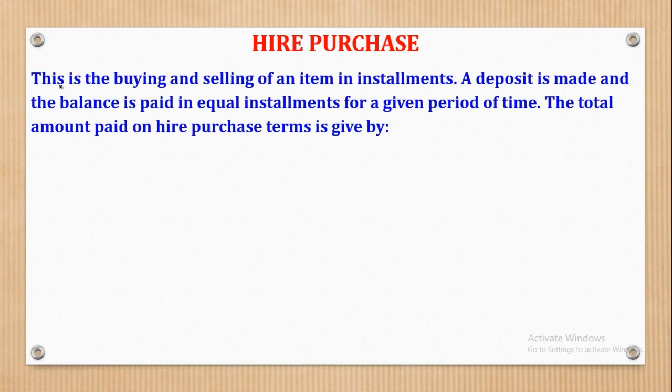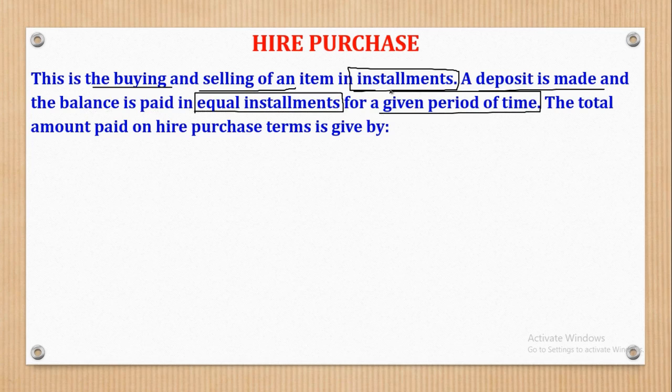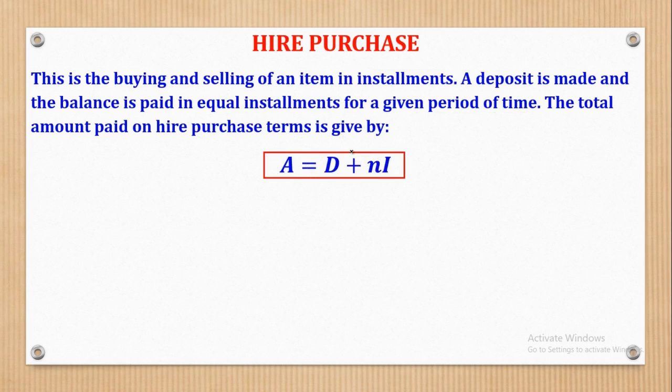So hire purchase is the buying and selling of an item in installments. The keyword here is installments. A deposit is made and the balance is paid in equal installments for a given period of time. The total amount paid on hire purchase terms is given by A equal to D plus small n capital I. So what does A, D, and I mean?